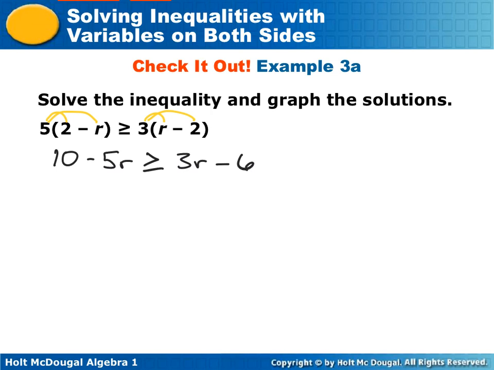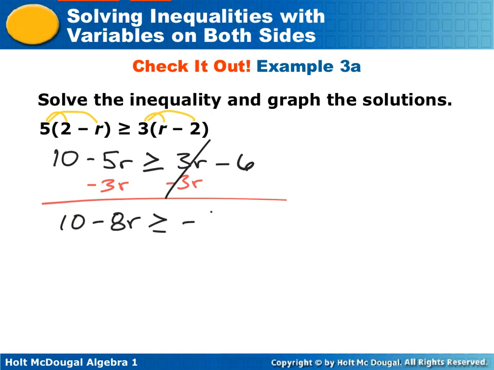Okay. Now, again, looking at this, do y'all want me to make this as an example a negative variable, just to show you? I'm going to do that. All right. So say we just are working and we're like, hey, I need to move this 3r over. So if you were to subtract 3r from both sides, okay, you end up getting 10 minus 8r is greater than or equal to negative 6.